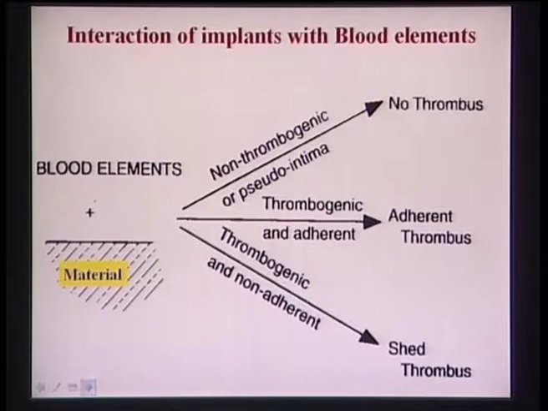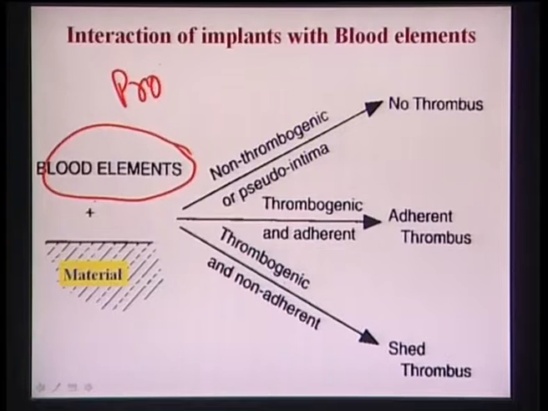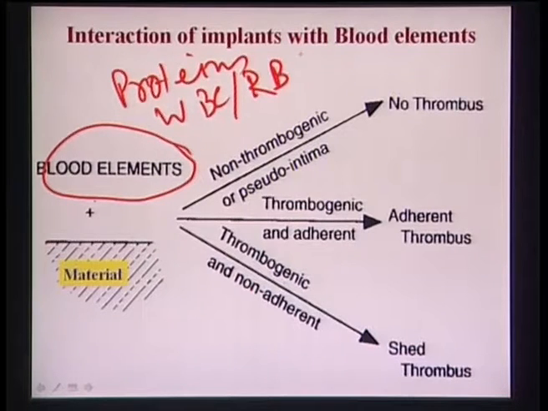Now, these are your blood elements. Blood elements means you have the proteins, then you have the WBC, then you have the RBC, and you have the plasma, right. These are the 4 major elements of the blood. Now, you have the erythrocytes, you have the leukocytes, you have the proteins, you have the plasma.